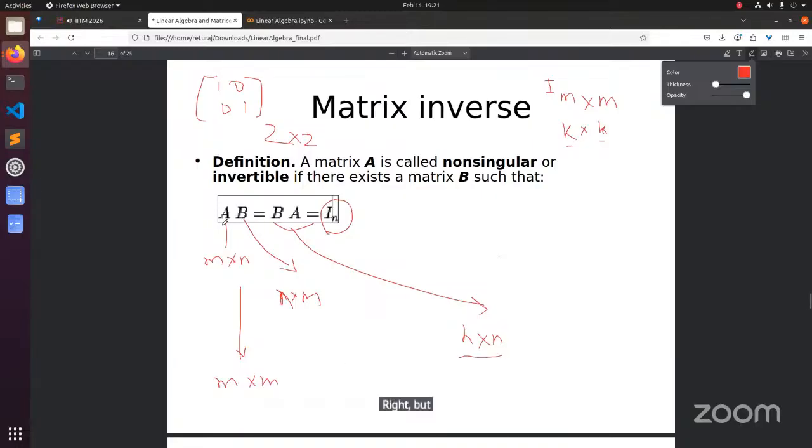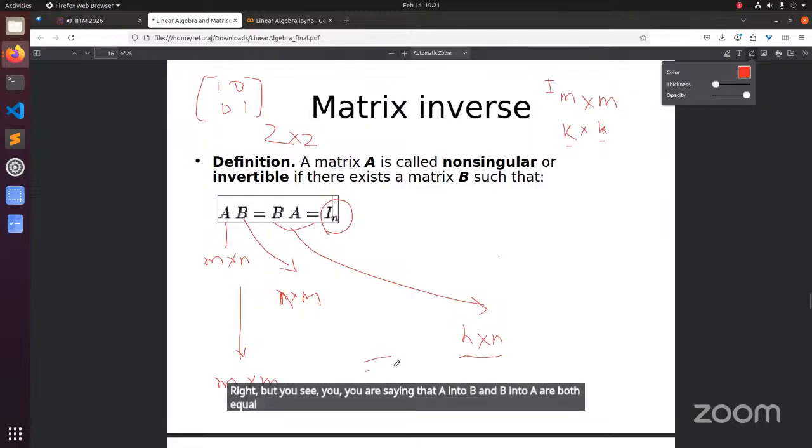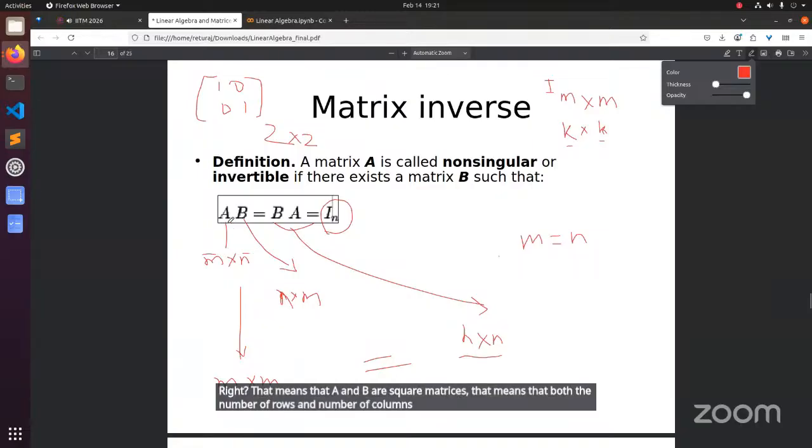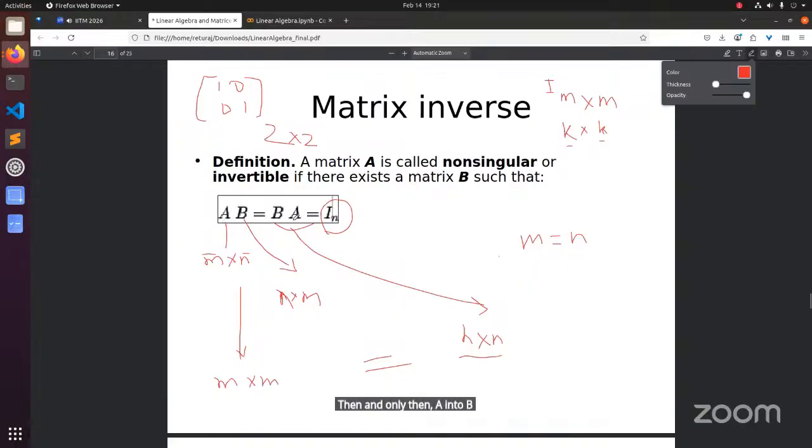But you see, you are saying that A into B and B into A are both equal. You're saying M cross M and N cross N are equal. It is only possible when M is equal to N, right? Yes, sir. That means that A and B are square matrices. That means that both the number of rows and number of columns are same. Then and only then A into B is equal to B into A. Otherwise, it will not be possible, right? If M is not equal to N, then A into B is not equal to B into A.